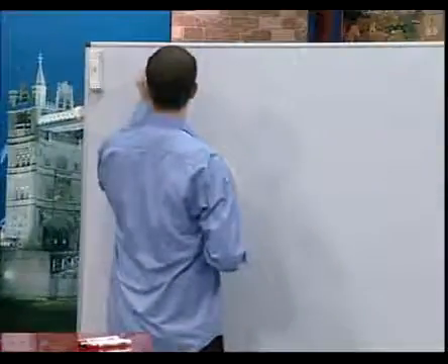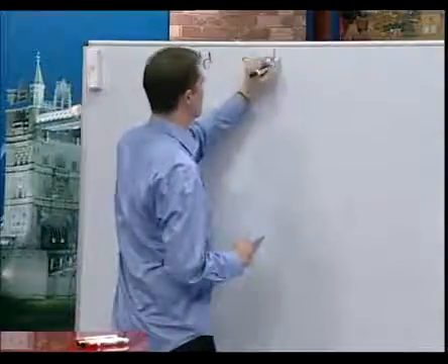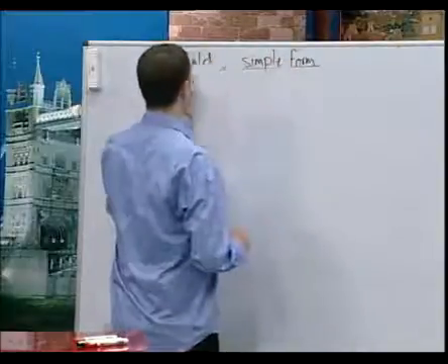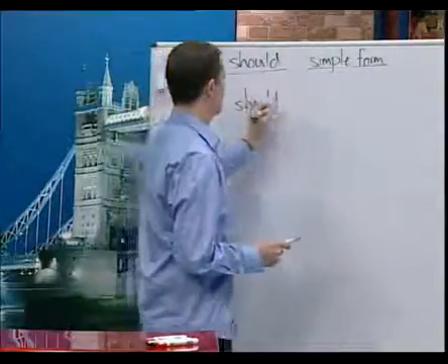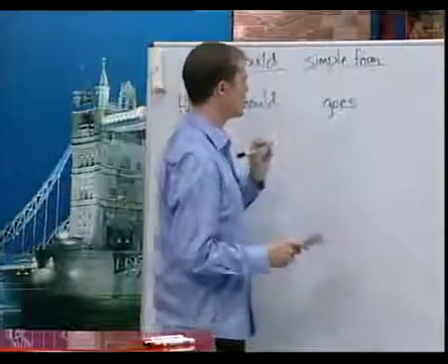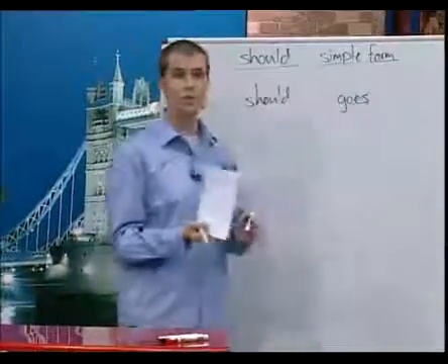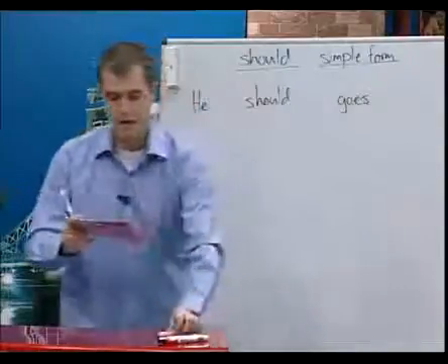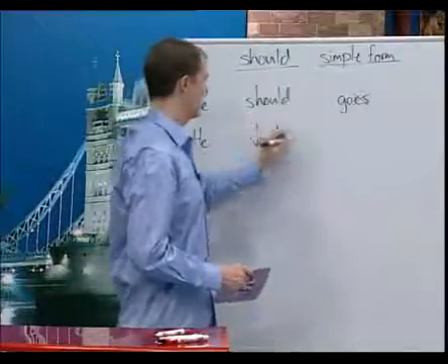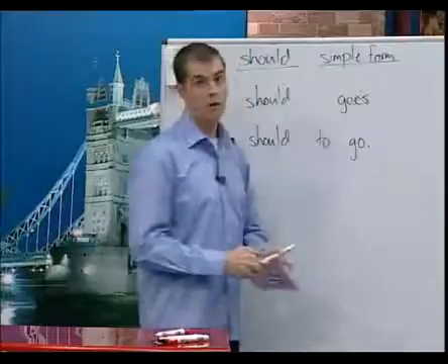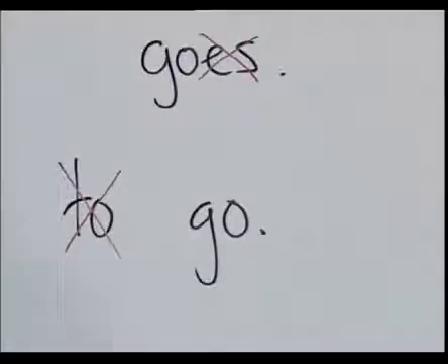We have should and simple form. Just like can. Okay, so if we say he should goes, this is incorrect because it's not the simple form. He should, simple form, he should go. Let's do another one. Infinitives also are incorrect. He should to go. It's wrong because to go is not the simple form. He should go. It's easy.